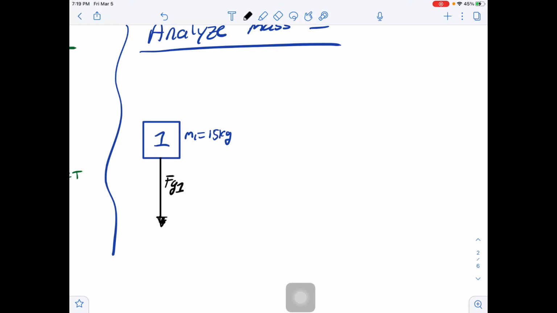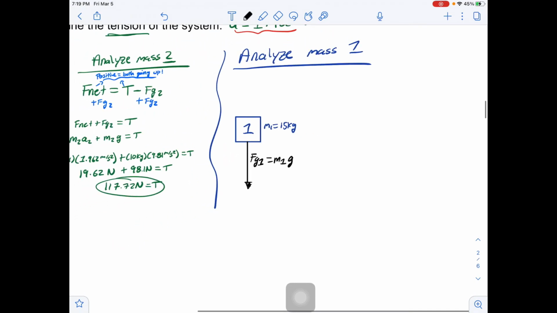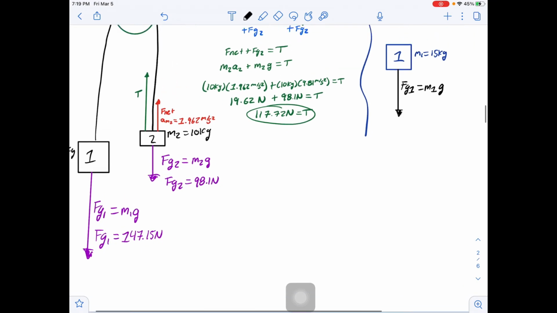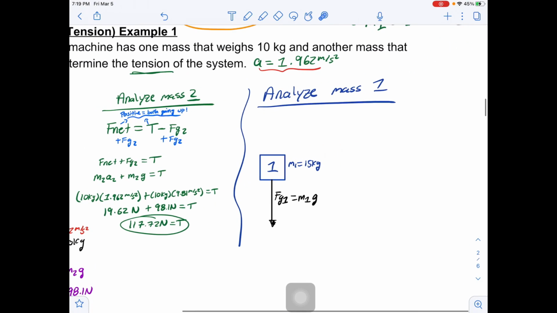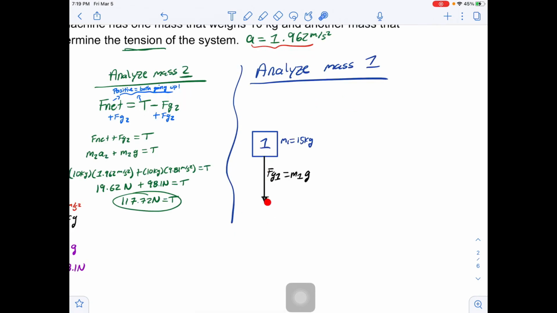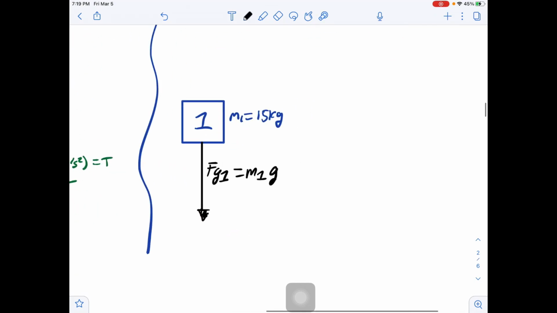So the force of gravity of 1 equals mass 1 times g. What else do we know? Well, based on our last question, this thing is accelerating down with an acceleration of 1.962 meters per second squared. And since it's accelerating downwards, that means the net force is going down. So here, my net force is now going down because it is accelerating that way.